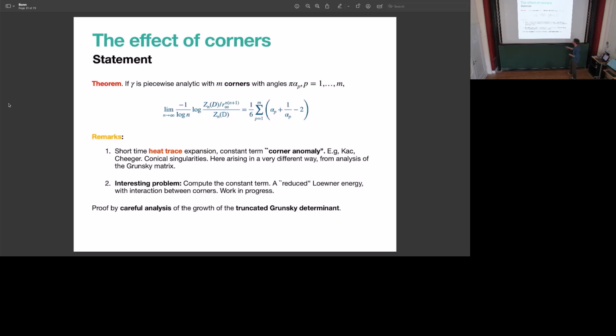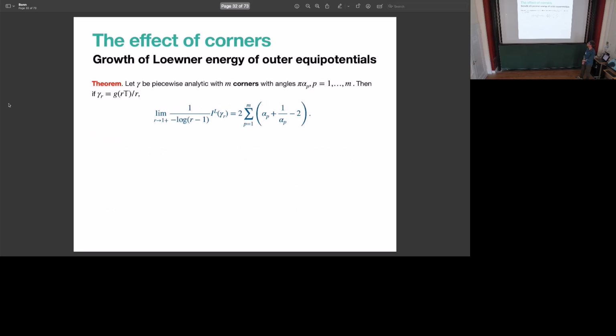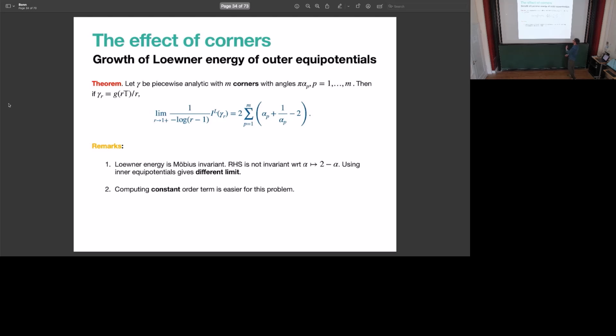But really the key thing is the Grunsky story. Maybe I will skip this, but I'll say something: you can use similar techniques. You can compute, for example, the exact growth of the Loewner energy of equipotentials as you approximate. This is somehow a little bit easier to compute.